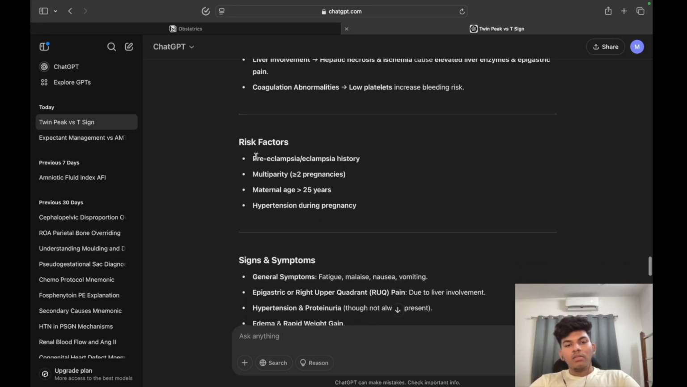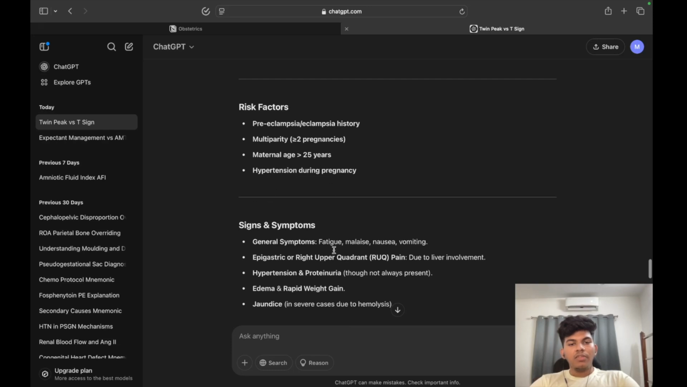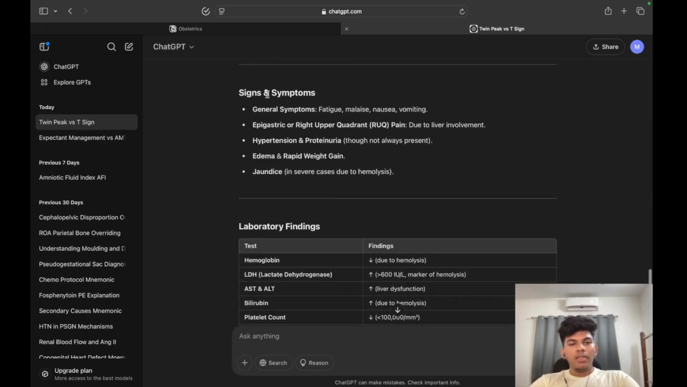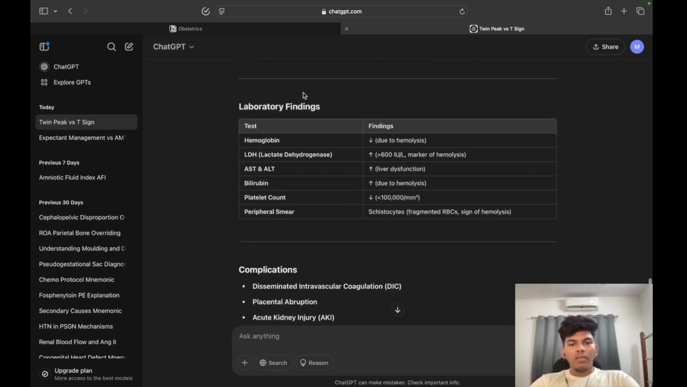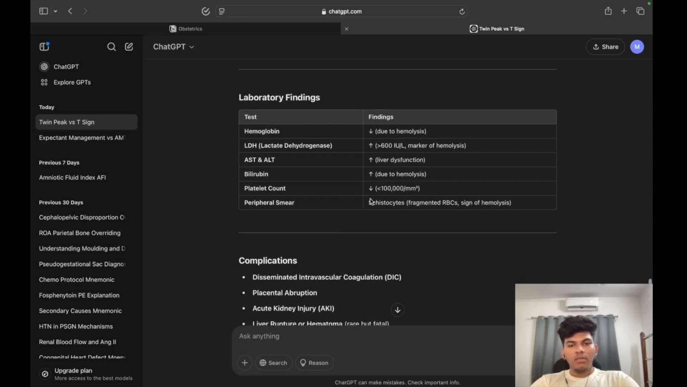Risk factors: preeclampsia, eclampsia, multiparity, maternal age greater than 25, hypertension during pregnancy. And then there are symptoms, similar to this one, with hypertension, and we also have jaundice because a lot of hemolysis is happening. Then coming to laboratory tests: elevated liver enzymes, and platelet count reduces because it is LP, low platelets, and schistocytes.